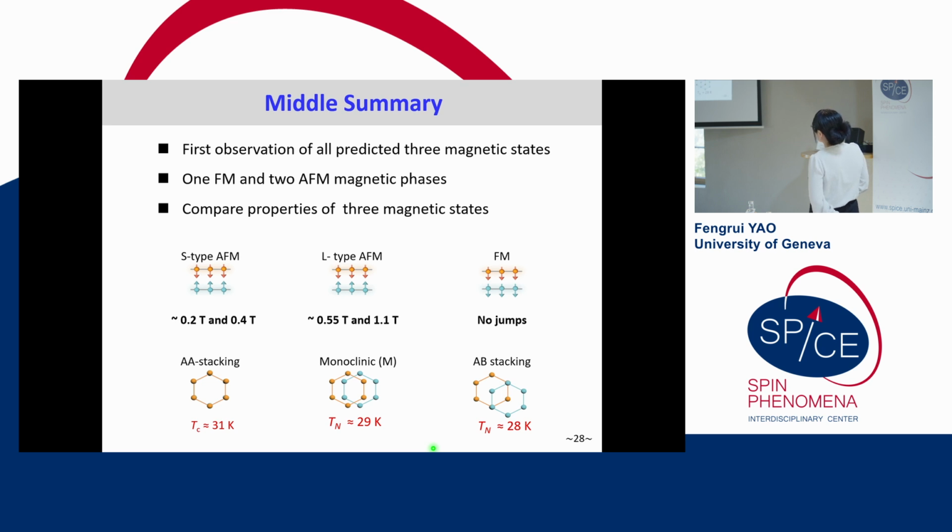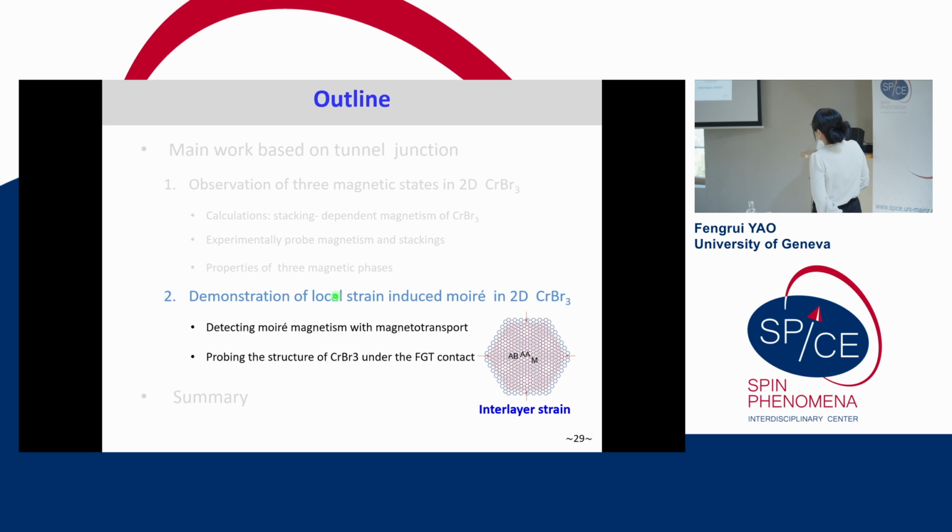So it's a middle summary. We identify these 3 different magnetic states, and by combining the Raman, we identify their stackings and compare their properties. And the second part: we also observe the coexistence of ferro and antiferro by the interlayer differential strain.